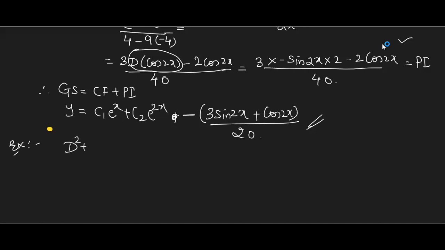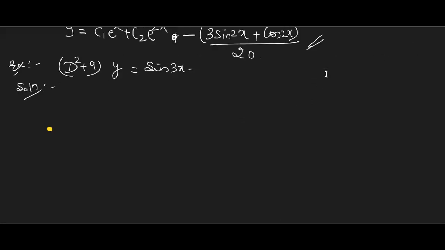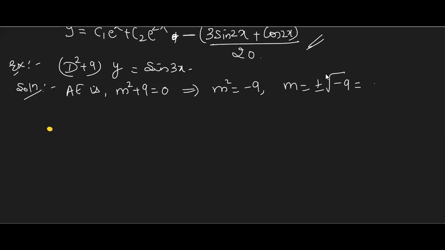D square plus 9 into y is equal to sine 3x. All of you write this question. What is the first part? What do we have to find? You have to find CF. For that, we should write the auxiliary equation, right? M square is minus 9. M will be plus or minus root of minus 9, how much?